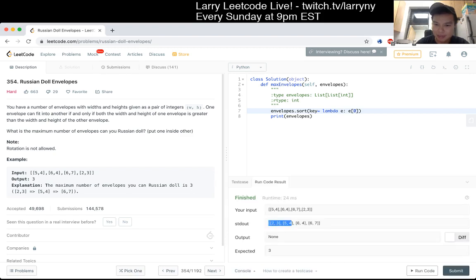Yeah, okay. So now it's in increasing order. So you know that the first element of an earlier envelope will always be smaller, so you only have to check the second index, right? Okay. How do I do it? What do I go next?